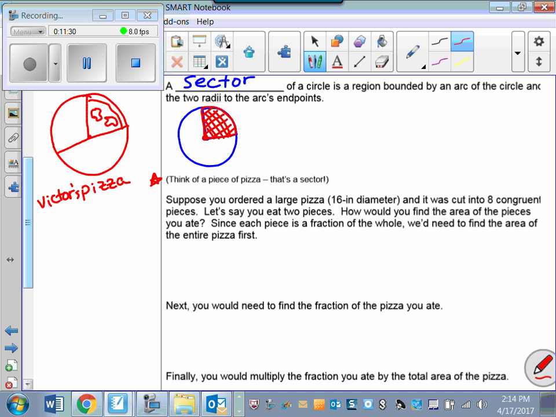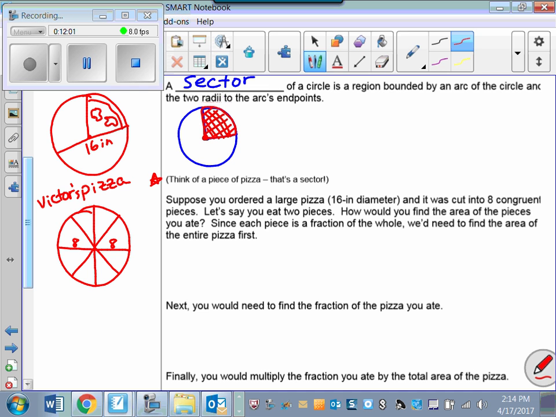Okay, and what do we got? 16-inch diameter. Okay, I don't know if that's really a large or not, but it seemed like a good number. And it's cut into 8 pieces. Oops, this one, let me draw another picture. I need 8 pieces. You go ahead and draw this too. So that's 8, because the diameter is 16.